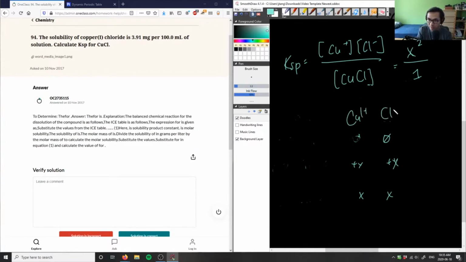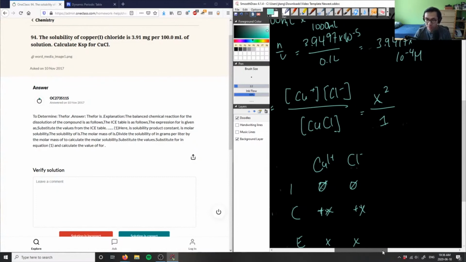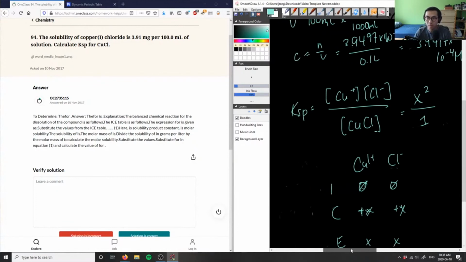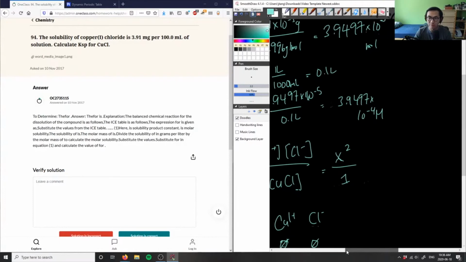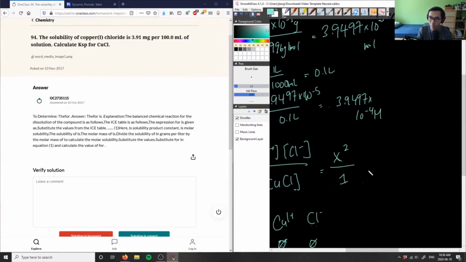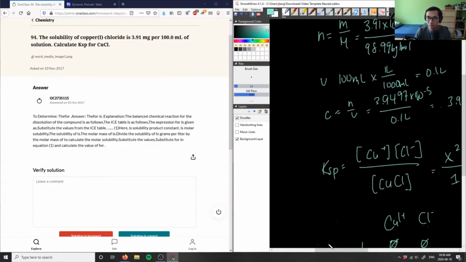So it'd be Cu plus, and this is Cl minus. This here is ICE. So we start with 0, and we're adding some type of x here to both of these. So we're going to have x for chlorine and for copper as well. And if we substitute our expression here, this is going to be x squared divided by 1. And we know that x here equals our concentration, which was 3.9497 times 10 to the negative 4. So what we're going to have is 3.9497 times 10 to the negative 4 squared. And then this here will give us our KSP value for this solution.